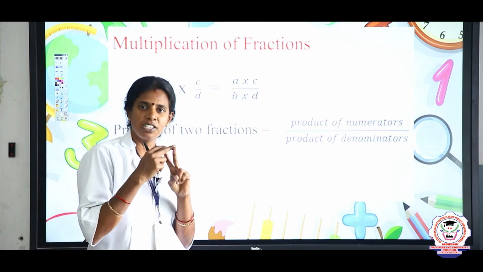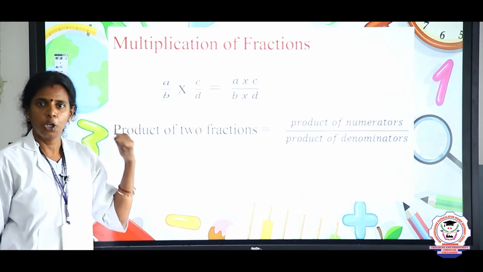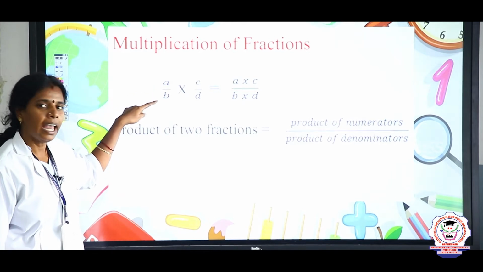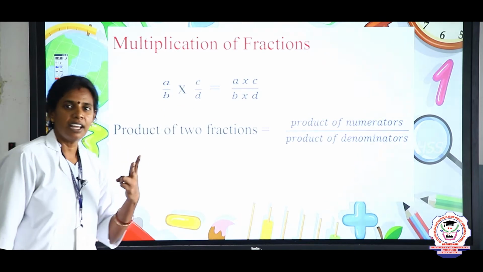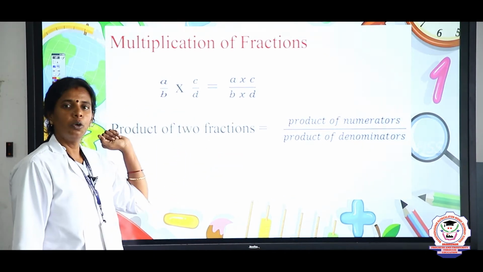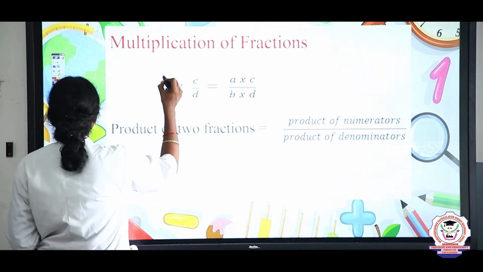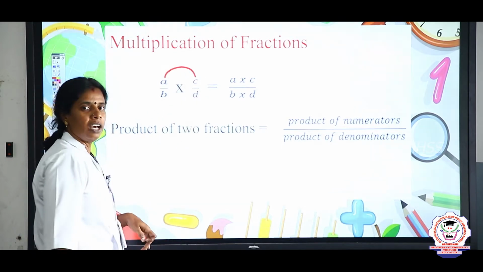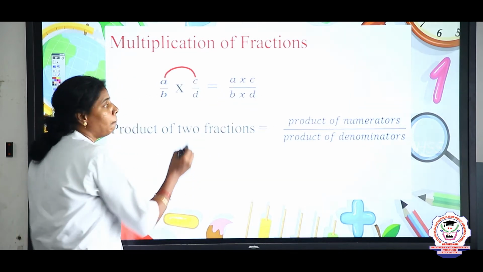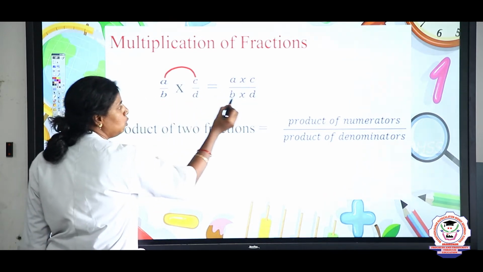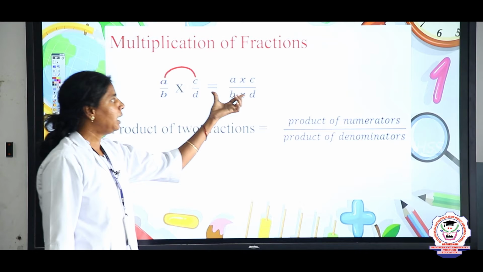When two fractions are given, we need to find the product of them, right? So, how to find the product of two fractions we will see. Let A by B be one fraction and C by D be the second fraction. To find the product, first we multiply numerator with numerator, that is A into C. So the product is A into C by the denominator, that is B into D. To find the product of two fractions, we multiply like this.